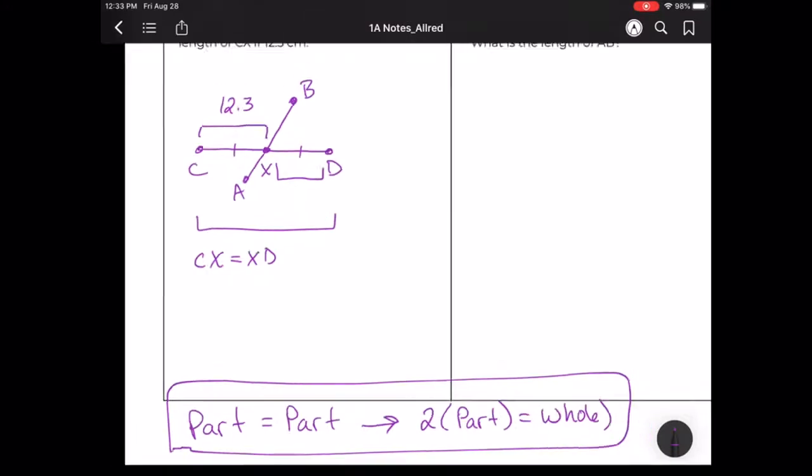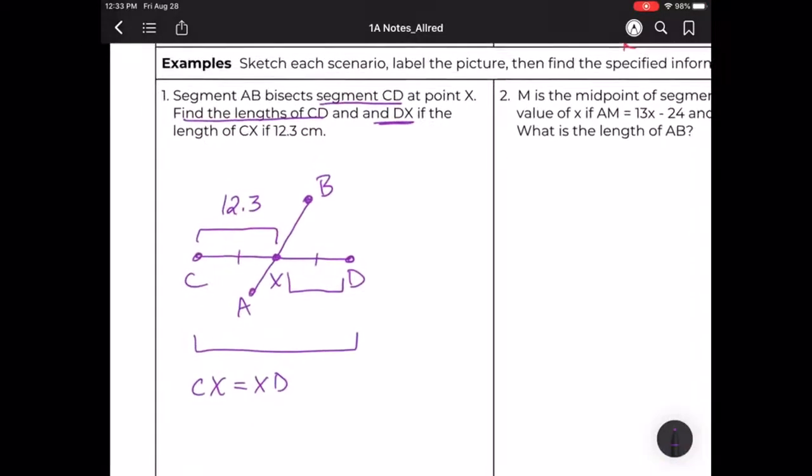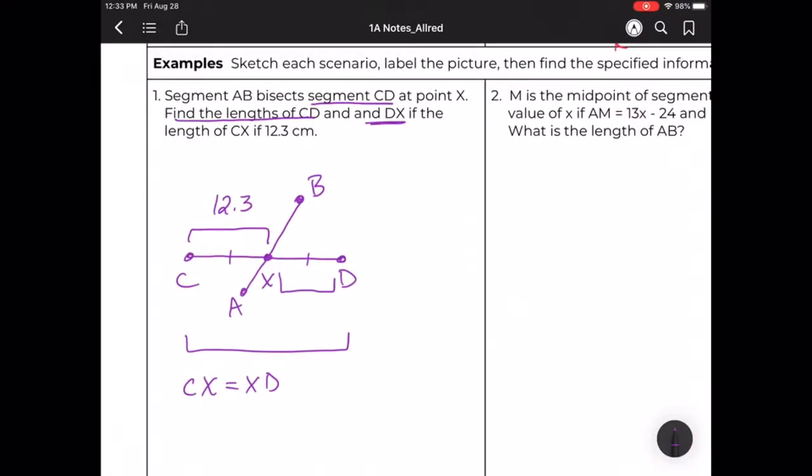Only when we have midpoints or segment bisectors or even angle bisectors will this work. So let's go back to our example. In this example, CX equals XD. So if I'm supposed to find XD, DX is the same thing as XD, by the way. Just changing the order of those letters does not change the length. They both equal 12.3. So that's one of my answers.